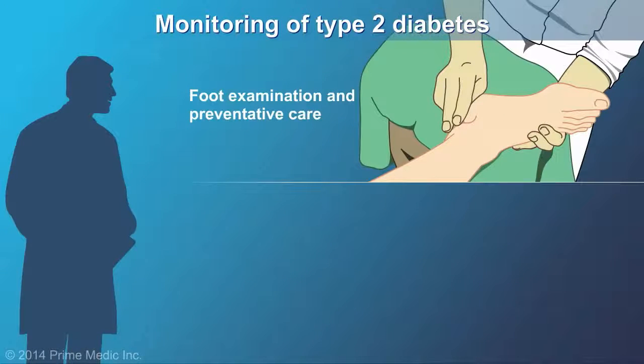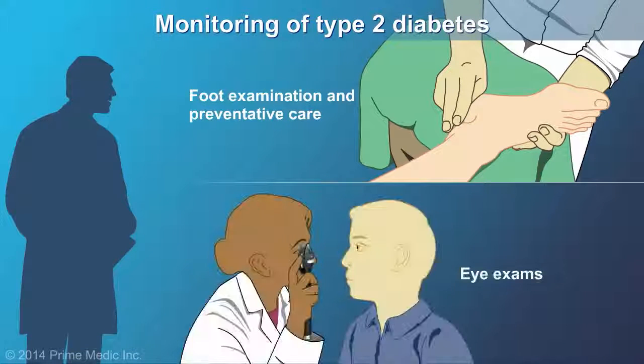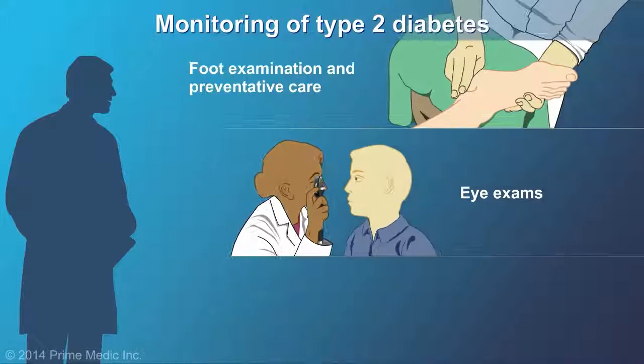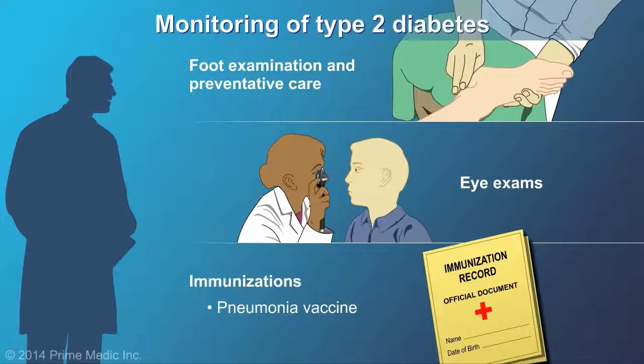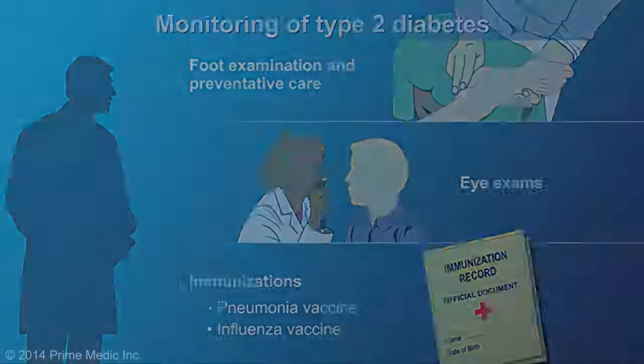Regular foot examinations and preventative care are important, especially if you have nerve damage in your feet. Your eyes should also be examined regularly for retinopathy, glaucoma, and cataracts. The pneumonia vaccine and annual influenza vaccines are recommended for most patients with type 2 diabetes.